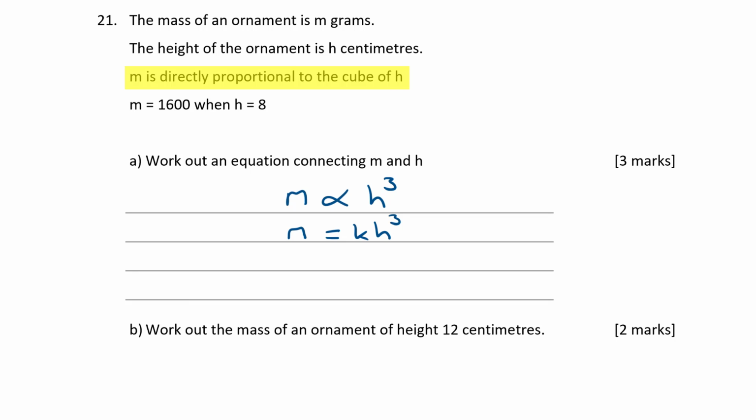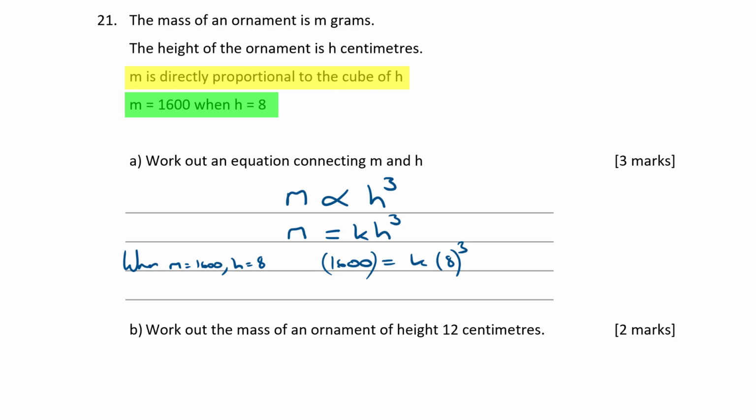So once we've got it into that form, they normally give us a pair of values that go together here to work out what k is, that constant of proportionality. So we're going to sub in those two values and work out k next. So when m equals 1600, h is equal to 8, that tells me that 1600 is equal to k times 8 cubed. Subbing in.